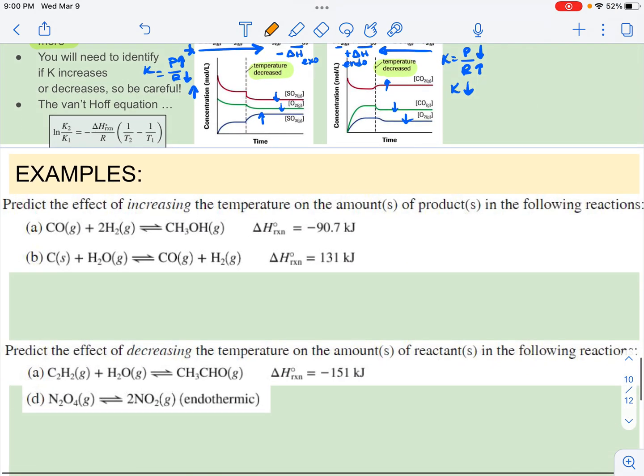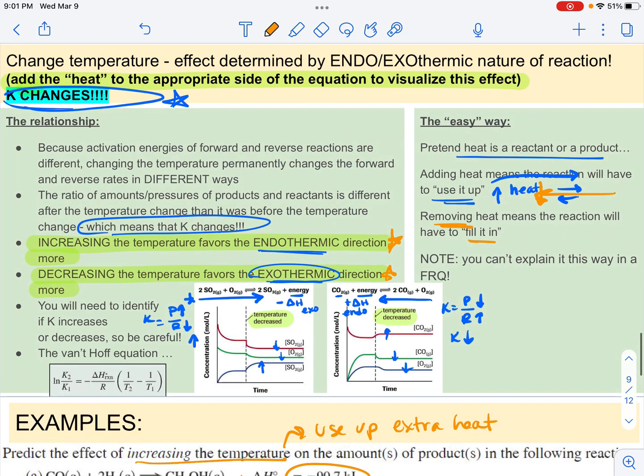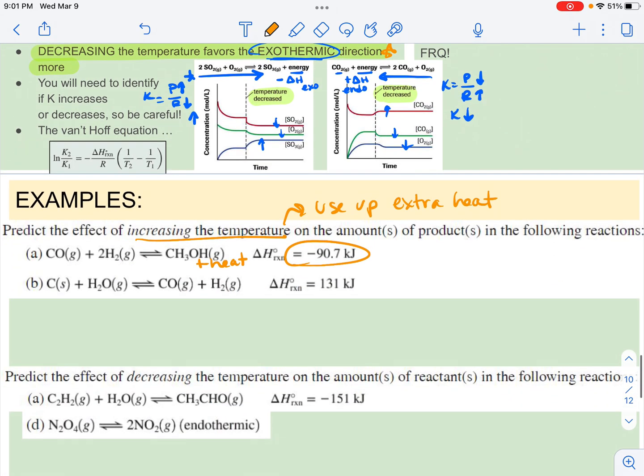So let's do a couple of examples. Predicting the effect of increasing the temperature on the amount of products in the reaction. The first thing I need to notice if I'm increasing temperature is whether this is endothermic or exothermic. Negative delta H is exothermic, so this one has the heat on the right side. Increasing the temperature means it's going to use up the extra heat. This is what you have to remember: increasing the temperature favors the endothermic direction. So if the heat is on the right in this equation, the reaction is going to shift to the left to use it up.